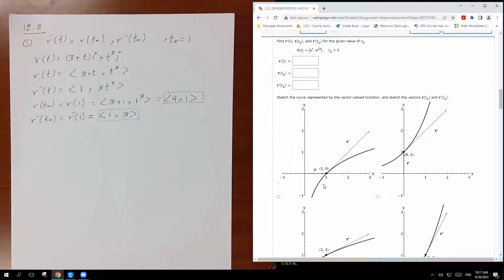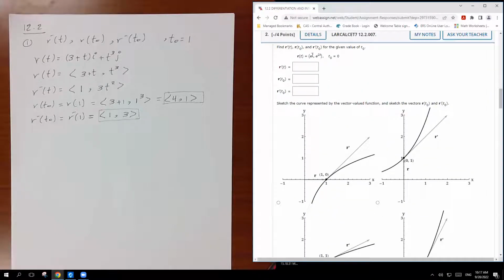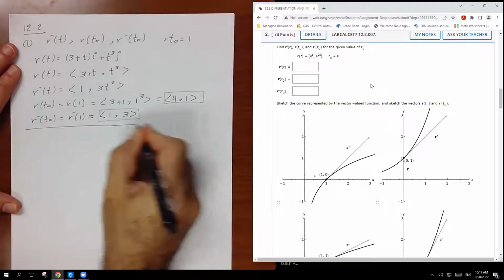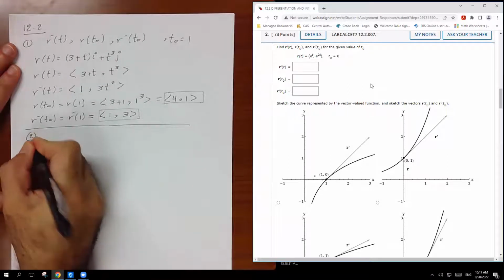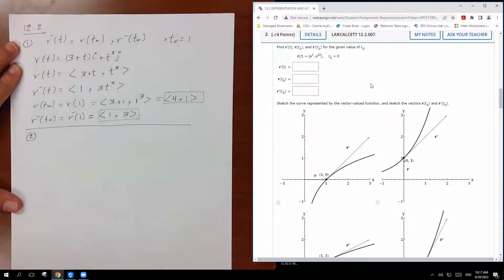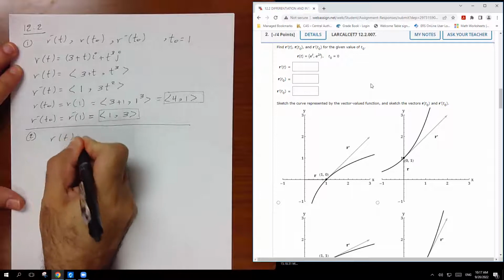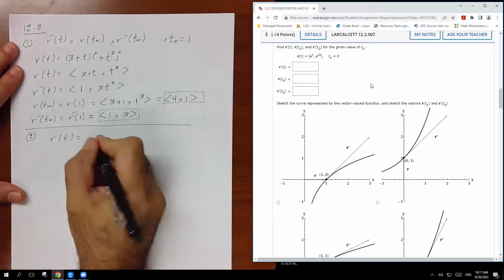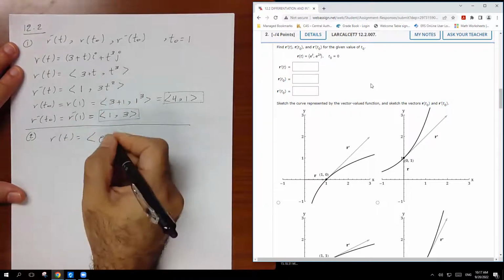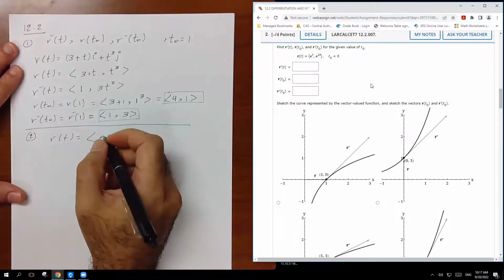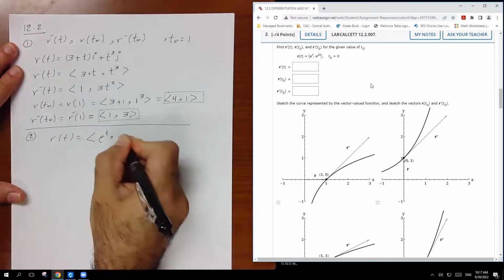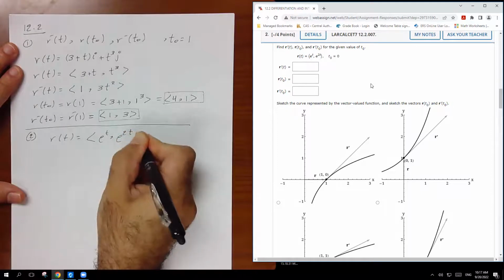The same thing now with this one is going to be different functions, so that's why you have to be careful. So the second one, we have the same thing, r of t equals. Now they give you already in the component form, so e to the t and e to the 2t.